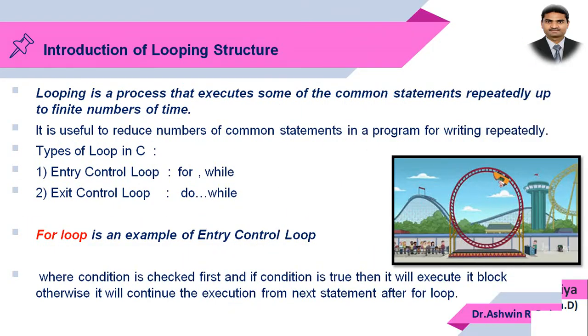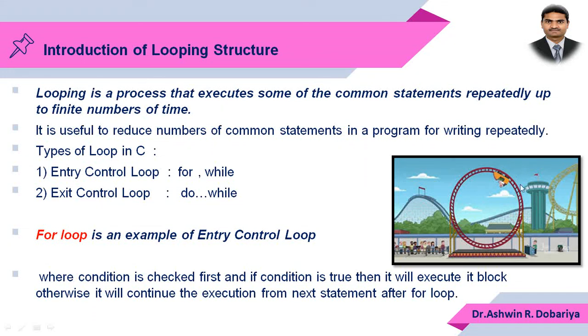So let's first discuss the concept of loop. First of all, what is a loop? A loop is a process which executes common statements a number of times. For example, let me take one practical example. Suppose at a fair there is a ride, and you are counting the total number of rounds of this car. Generally we count: first time it is 1, then second, third, fourth, fifth, sixth, like that.